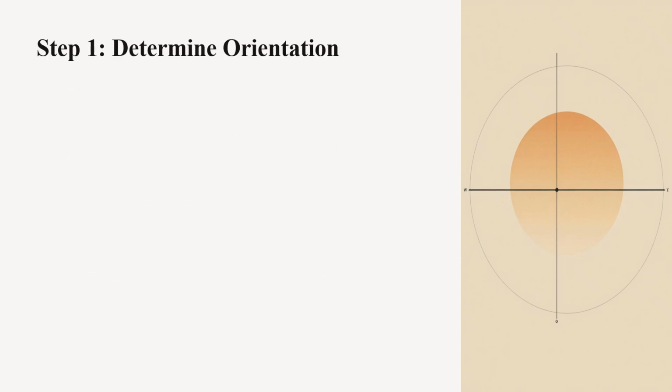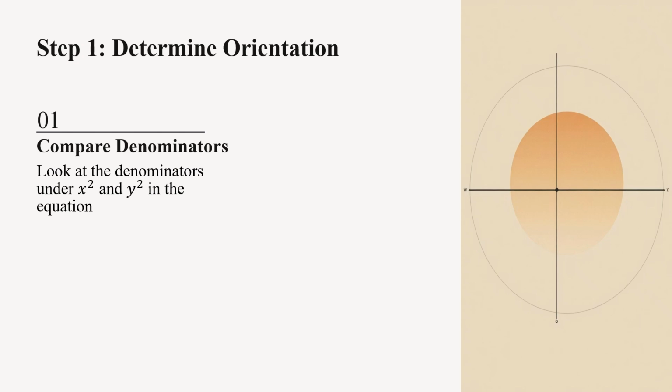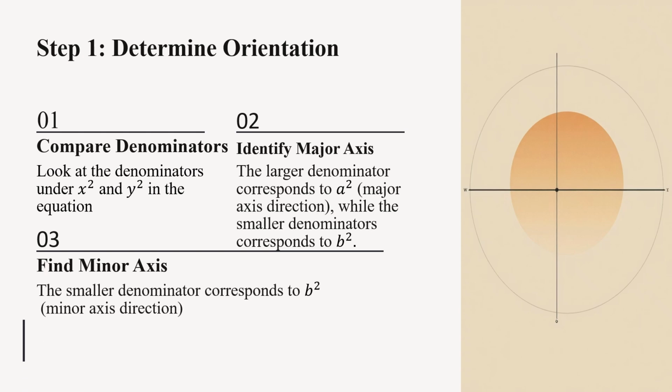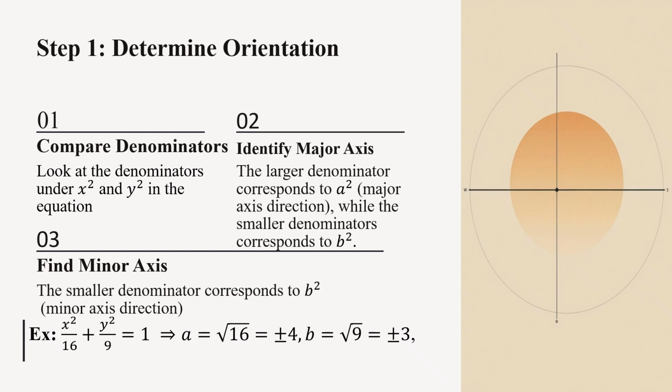Now let's graph ellipses step by step. Step 1. Determine the orientation. Compare the denominators of x squared and y squared. In the equation, the larger denominator corresponds to a squared, which tells us the direction of the major axis. The smaller denominator corresponds to b squared. For example, x squared divided by 16 plus y squared divided by 9 is equal to 1. Here, a is equal to 4 and b is equal to 3. Since a is greater than b, the major axis is horizontal.